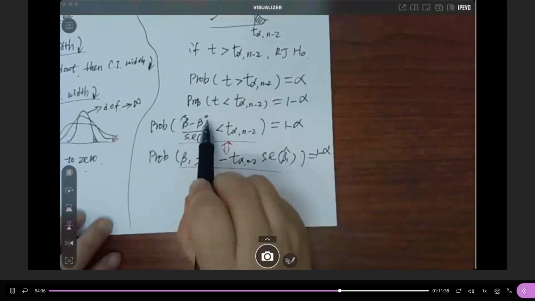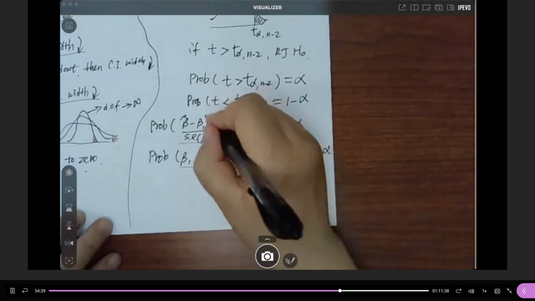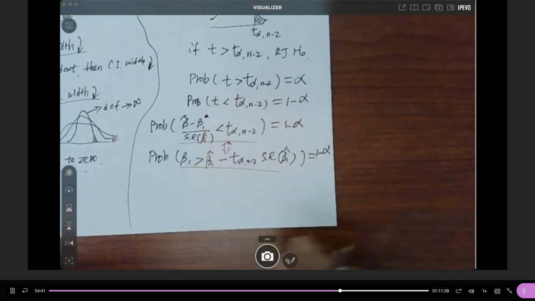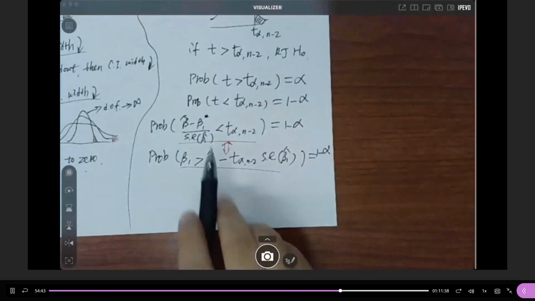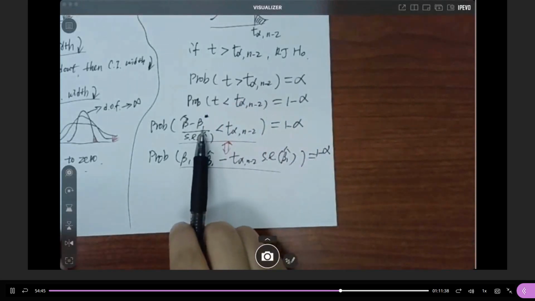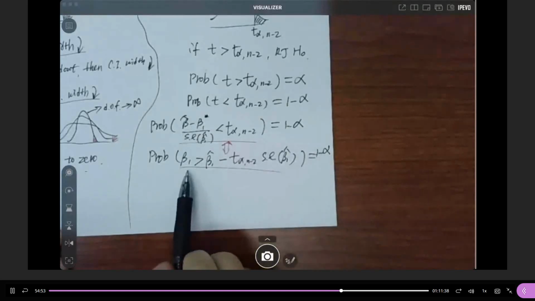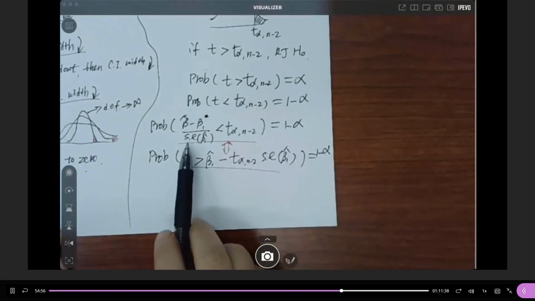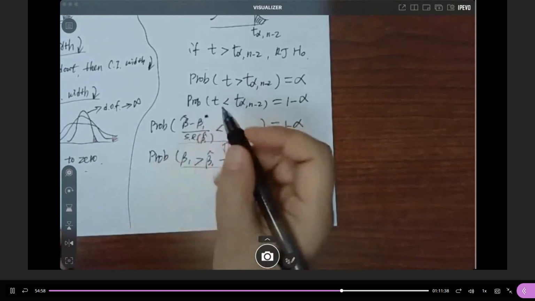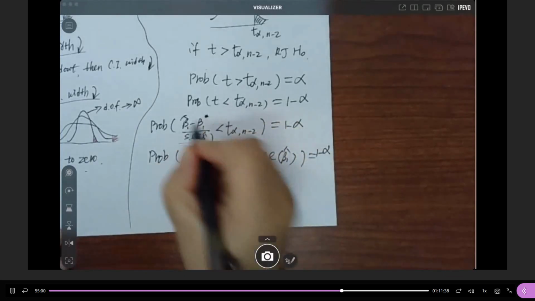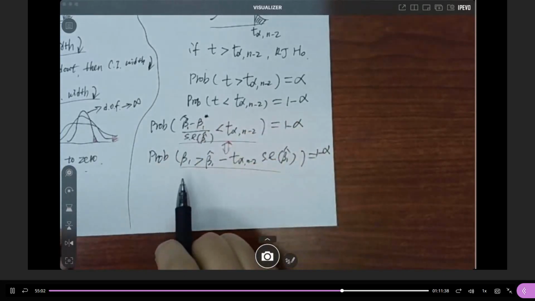So you don't have to put the not here, because when you put the not here, this basically means you assume the null is true, right? So let's not worry about this yet. Just put the true population parameter, a symbol, since you don't know the true value. The probability for this to be less than that translates to the probability for beta 1 to be greater than beta 1 hat.